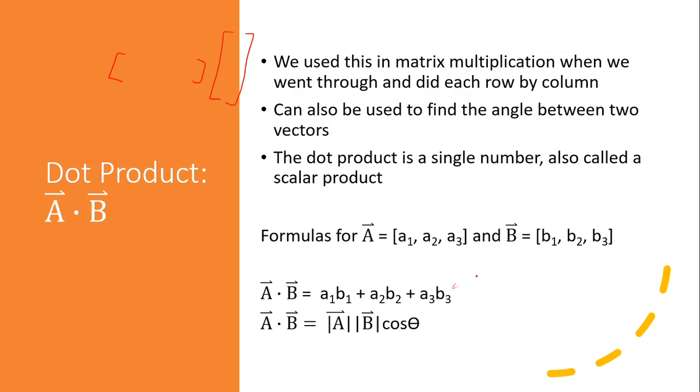We can also find the dot product geometrically, where you're going to take the magnitude of vector A, multiply it by the magnitude of vector B, and multiply that by the cosine of the angle between the two vectors. Now, usually we don't know this, so we tend to rearrange this formula and use the magnitudes and the dot product to find the angle between two vectors.